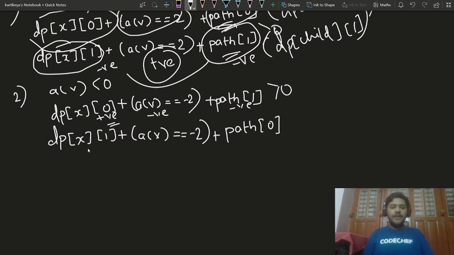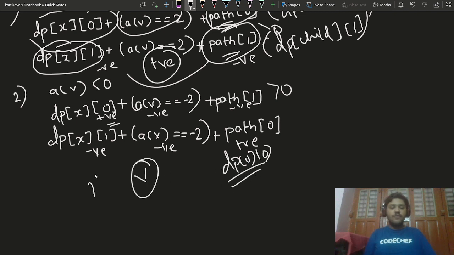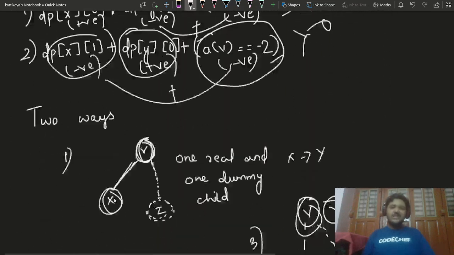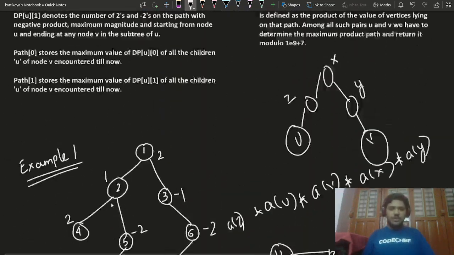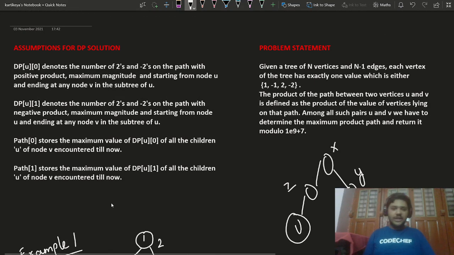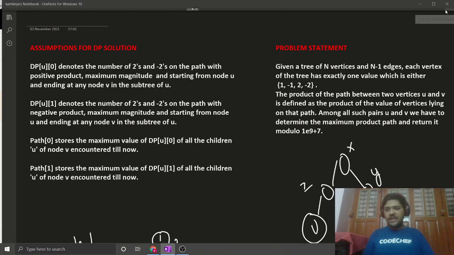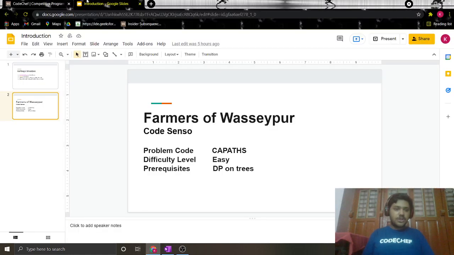Okay, and here dpx1 stores the maximum negative product, or basically the number of 2's or minus 2's in the negative product of maximum magnitude that starts from node x and ends in some node in the subtree of x, and this is also negative. And here this stores the maximum value of dp u0 of all the nodes u which are the children of the vertex v which have been processed before x. So this is how I would solve the problem. It's a good dp on tree problem, and I think it would require you to know dfs and dp on trees to understand this particular problem or this particular approach.